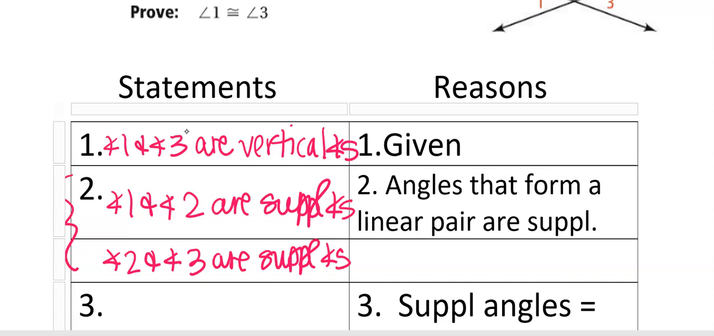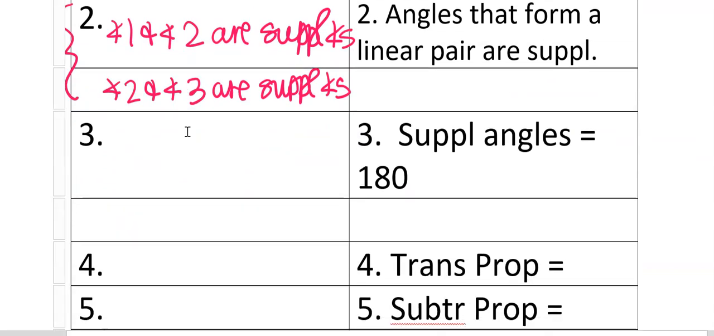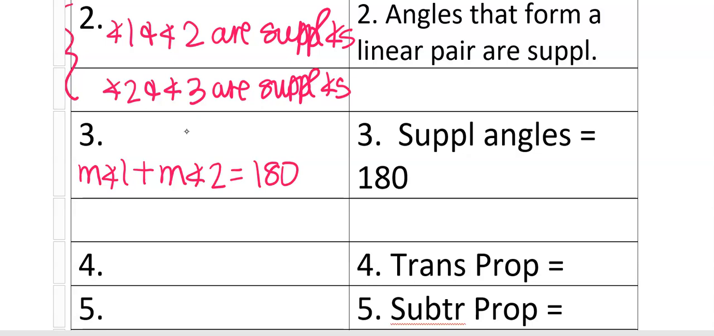So now that we know they're supplementary, what does that mean? What does supplementary mean? Yep, they add up to 180. So now that we know they're pairs, let's add them together and set them equal to 180. I'm going to start with the top one on number 2. Measure of angle 1 plus measure of angle 2 equals 180. And we can do that same thing for the second one that we wrote. Measure of angle 2 plus measure of angle 3 equals 180.